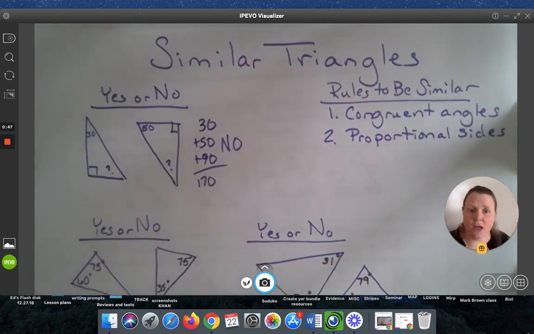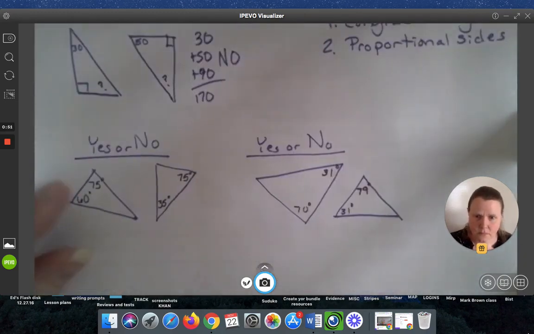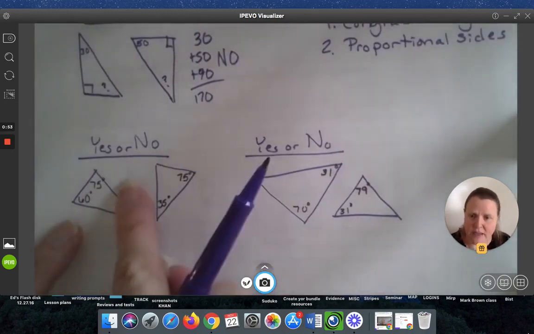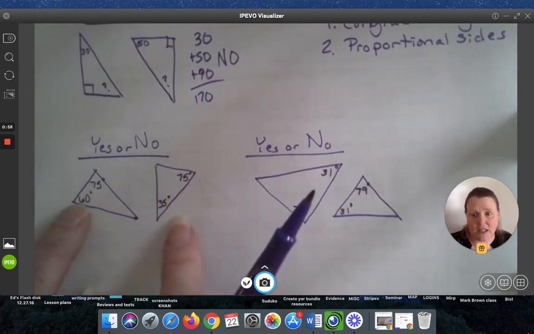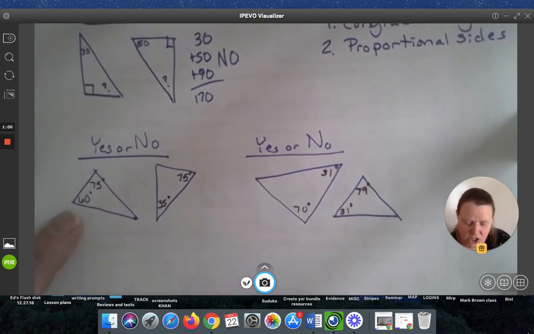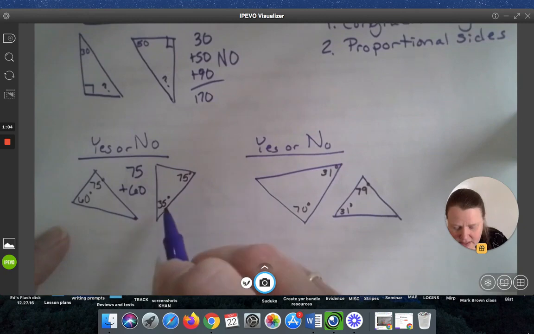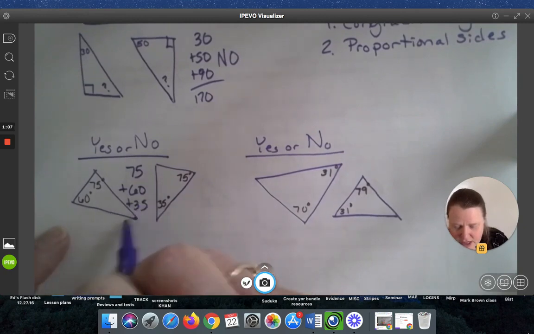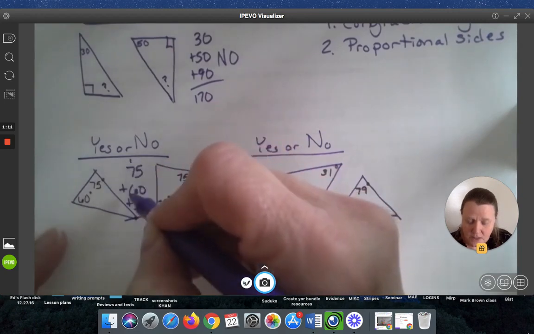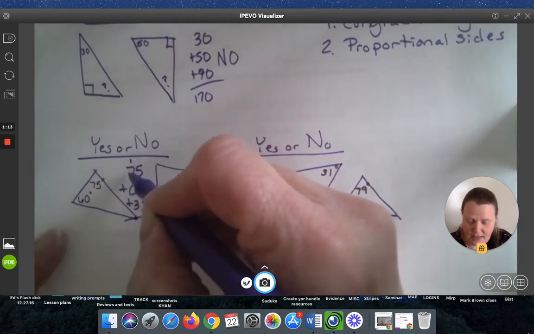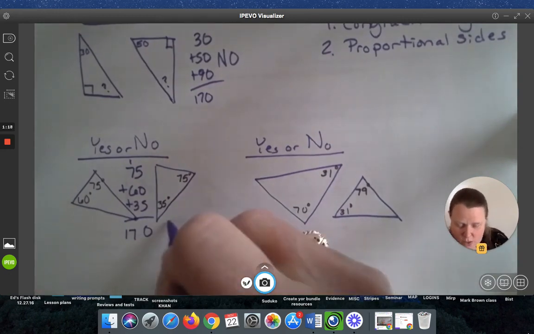We're going to try that a couple more times so that we get the hang of that. Again, I have two matching angles, so it's a possibility that the third angles could match. Let's just check the math and see. We have 75 plus 60 plus 35. Two fives carry a 10, 6 plus, that is 9, 10. We again have 170, so it does not work. This one is a no.